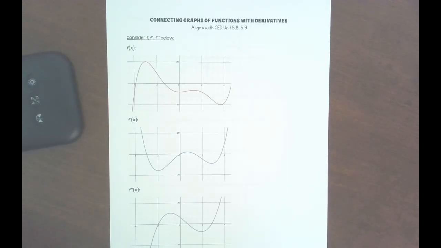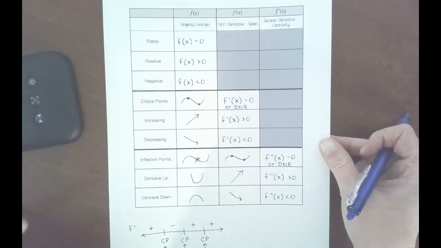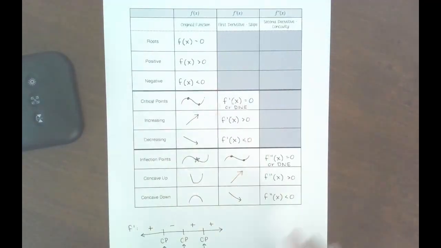Hi, everyone. So, this next lesson is kind of taking everything that we have been talking about with first and second derivatives and talking about how they show up on a graph. You should have this table in your notes, and I do have a copy of this posted. So, if you need to get the table filled in, there's nothing really new here.